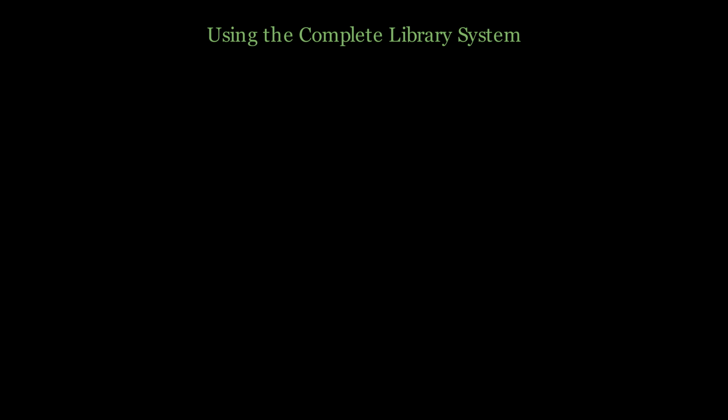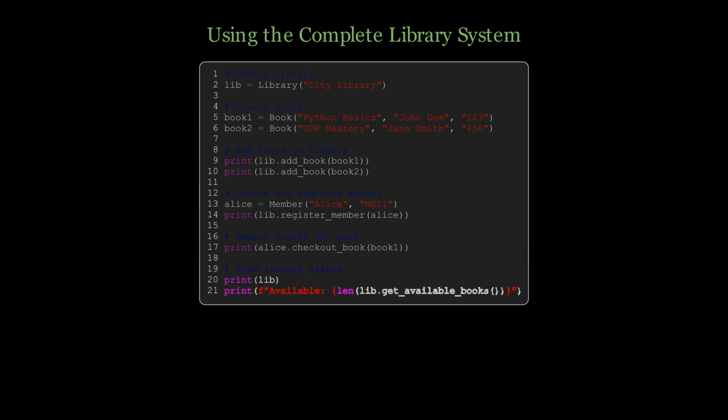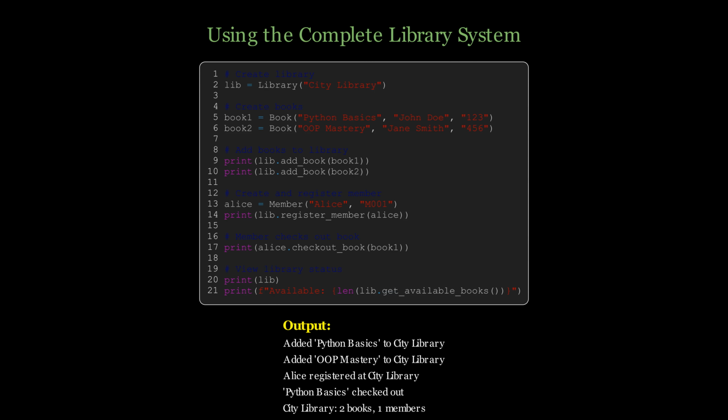Let's see our complete library system in action with all classes working together. We create a library, add books, register a member, and perform checkouts. All classes interact seamlessly. Books track their status, members manage their checkouts, and the library coordinates everything. This demonstrates the power of object-oriented design. Complex systems built from simple, focused components working together.